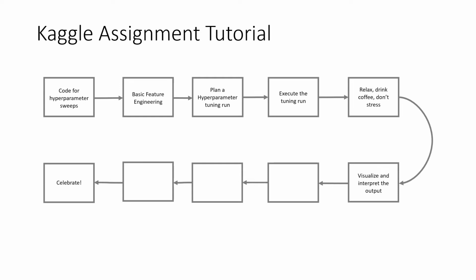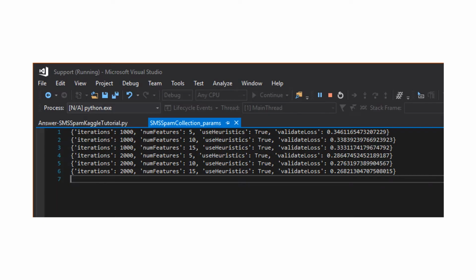When you're done with that, make sure you print out all those dictionaries so that you have a file that looks something like this. Here you can see the parameter settings that I had for each of my runs. Each of these rows is one of those dictionary objects. You can see what the parameter values were and what the loss was that was achieved on the validation data by using that parameter setting.